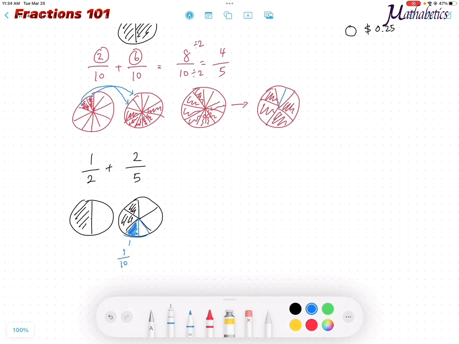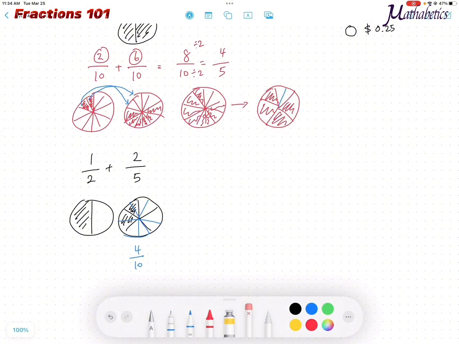I've taken this 1/5, originally it was 1/5, right? And I have divided it into 2. So I must also divide everything else in 2. So now the whole pie becomes 4/10 because we have 4 selected.